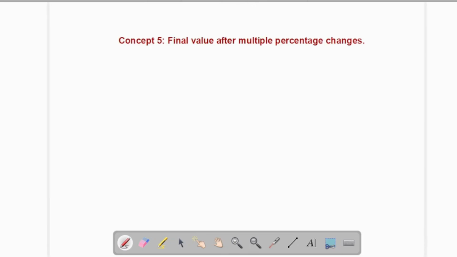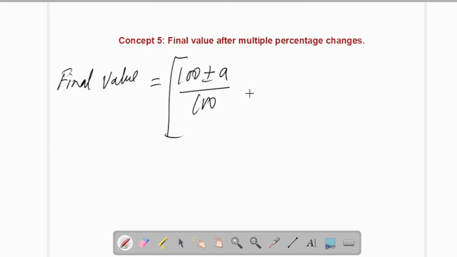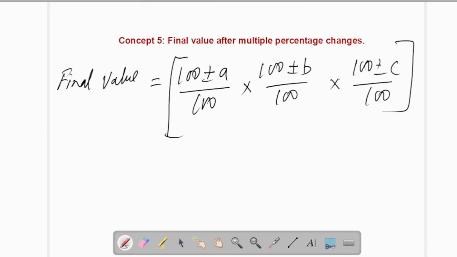Concept number 5, we need to derive the final value after multiple percentage changes. In the previous concept, we have discussed only 2 changes, but if there are simultaneous changes, we can get the final value by using this simple formula. 100 plus minus a by 100 into 100 plus minus b by 100 into 100 plus minus c by 100, and simultaneously so on.